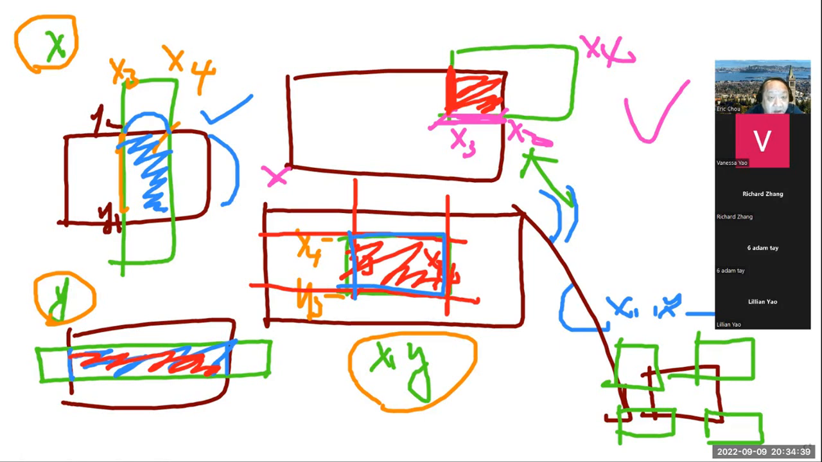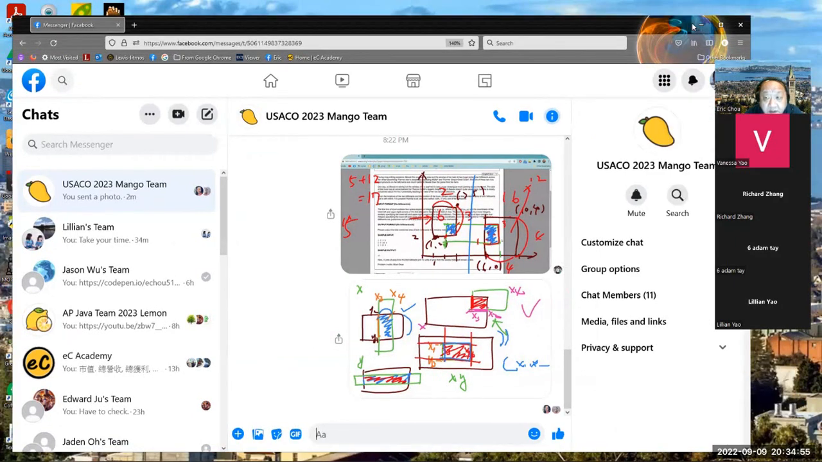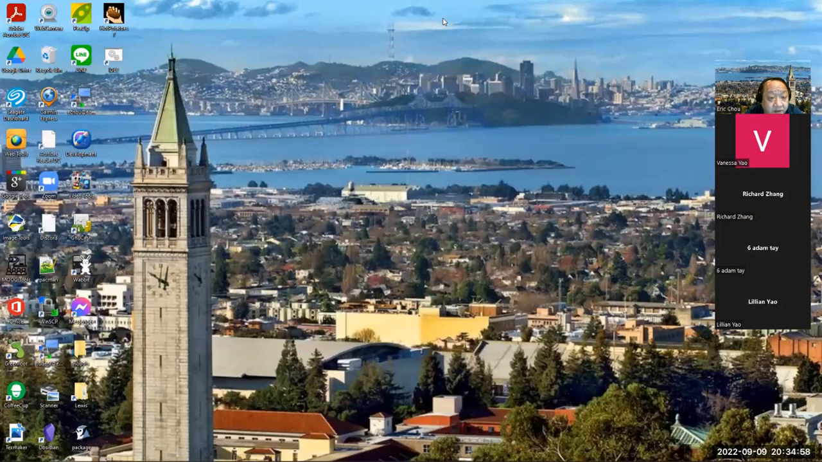And I actually made a copy of my image over here in the group. You can think about it, and then you can start coding if you really understand. If you don't understand, you can ask questions.